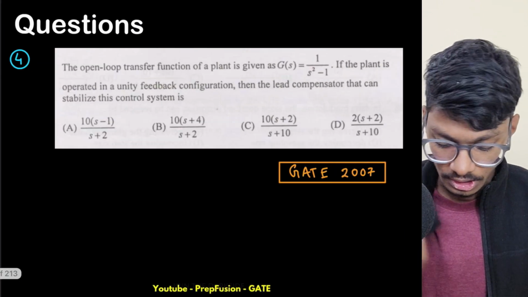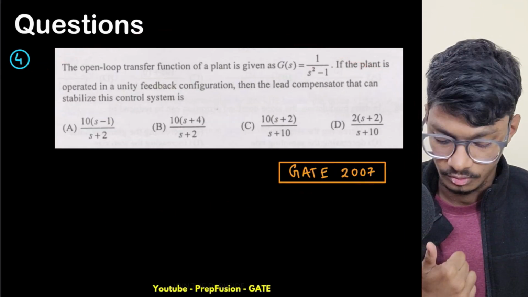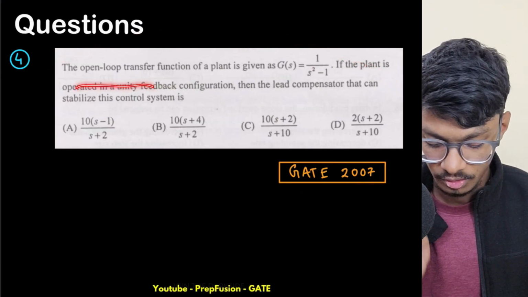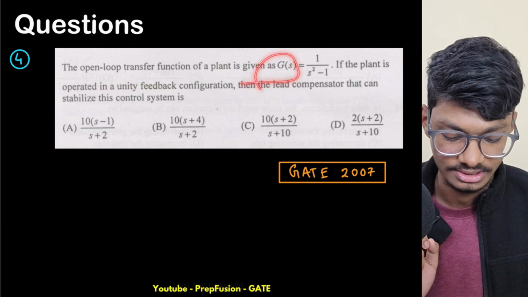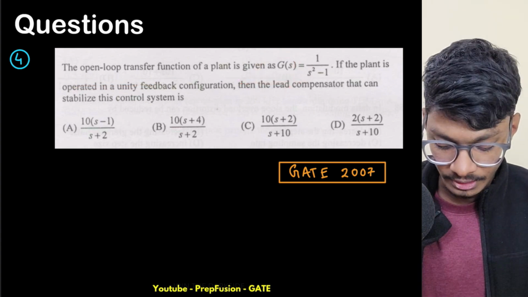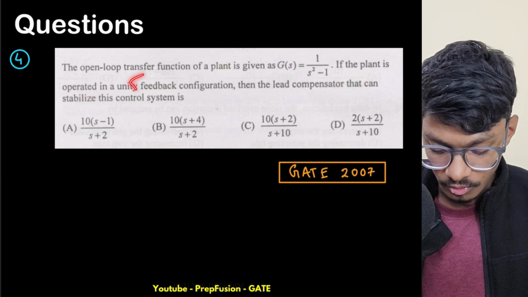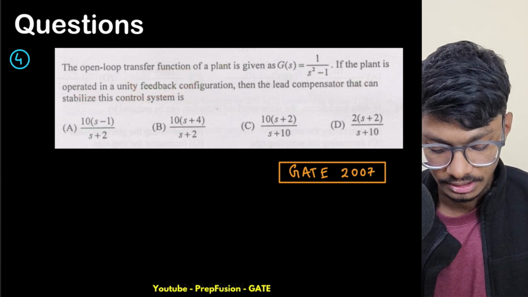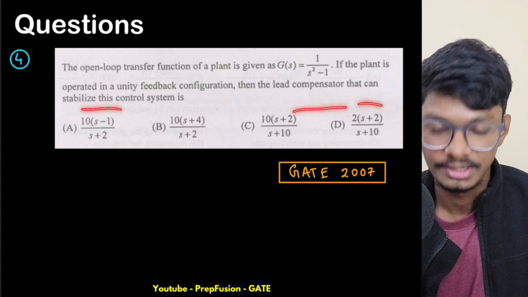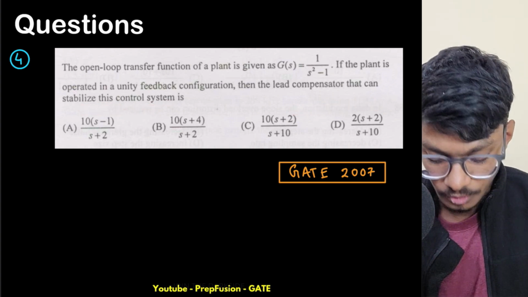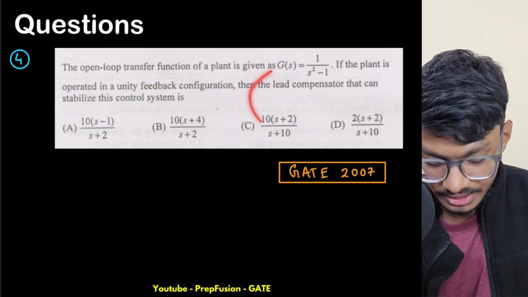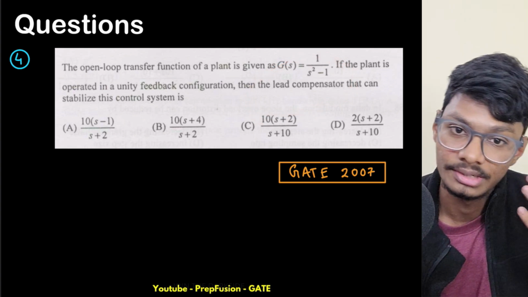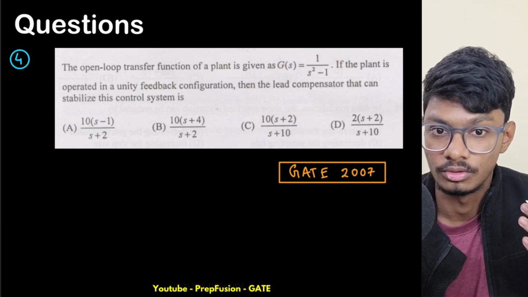So yeah, this is a GATE 2007 question where they have told that the open loop transfer function of a plant G(s) is 1 upon s square minus 1. If the plant is operated in a unity feedback configuration, then the lead compensator that can stabilize this control system. So basically you have to find the lead compensator that can stabilize this. So yeah, a lead compensator can stabilize the system, I told you previously, right?